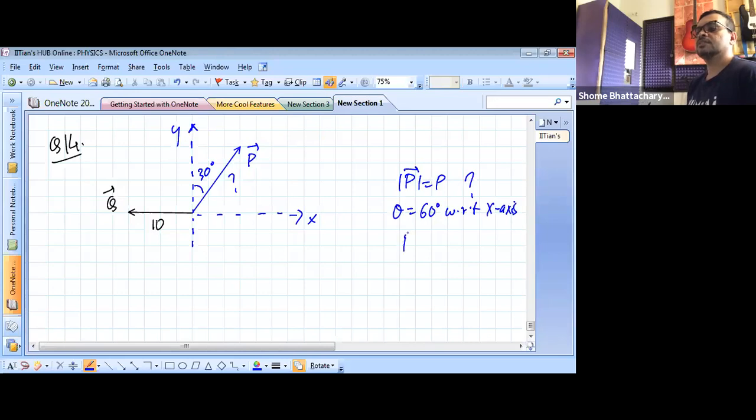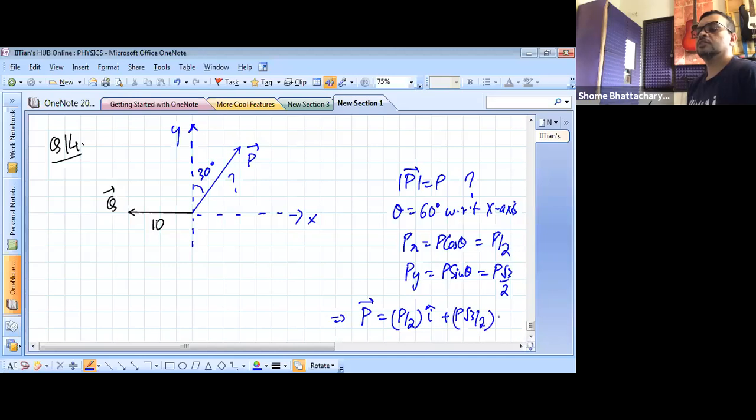So in that case, we can express the components as p by 2 and p root 3 by 2. So that way, in component algebra form, we can express the vector p as p by 2 i cap plus p root 3 by 2 j cap. Whereas vector q is directly known in component form. You can see that the vector q has a negative x component of 10 and does not have any y component. So now the condition asked in the question is that the resultant should be along the y-axis.